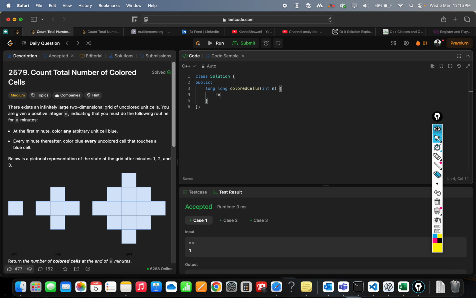What is the answer? We have to return 1 into 1 long. This is just for creating the long. What is the formula? 2 into n into n minus, the formula was 2n square minus 2n plus 1, right? 2 into n into n minus 2 into n plus 1.